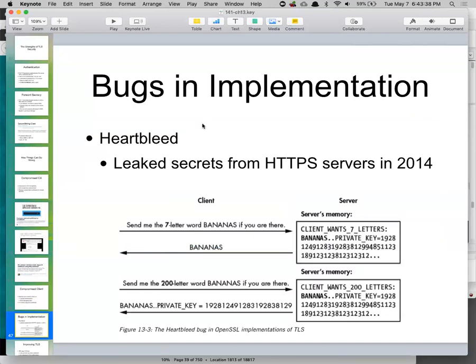So that was pretty outrageous, and it persisted for 2 years before anybody noticed, and there were no logs kept anywhere of this feature, so there was no way to look at the history and see what had happened. So it was a huge disaster.